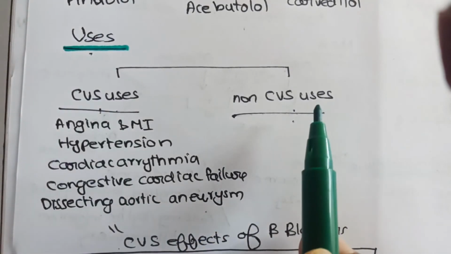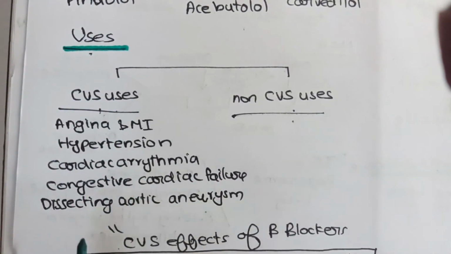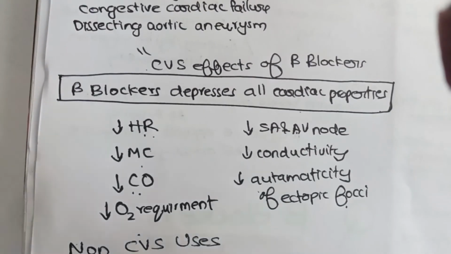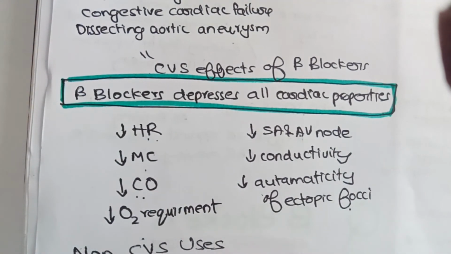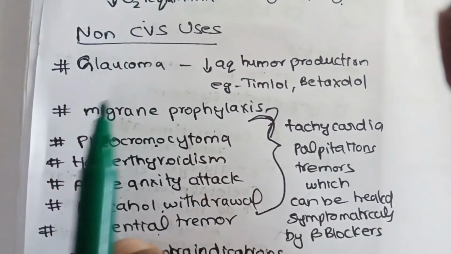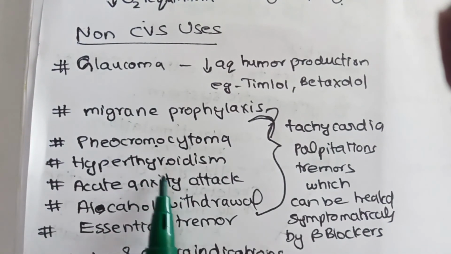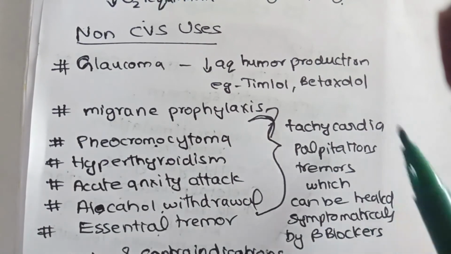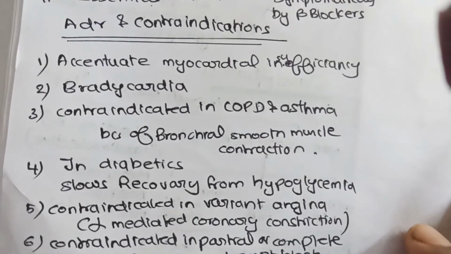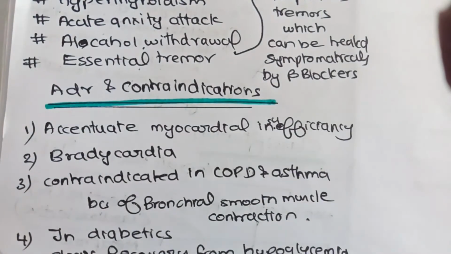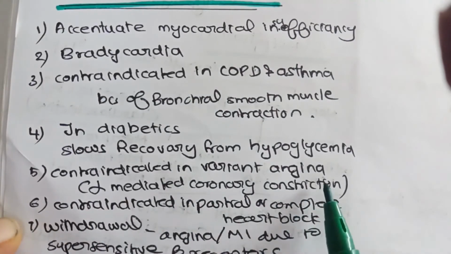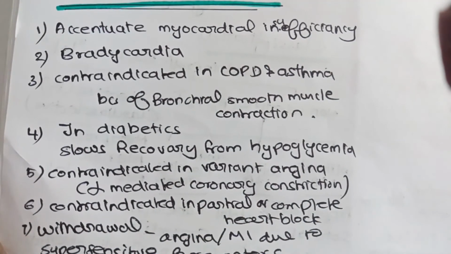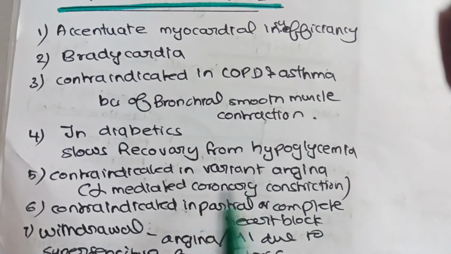And then about the uses, we divided it as serious and non-serious cases. And we know it is widely used in serious cases because it depresses all cardiac properties. And then the non-serious uses like glaucoma, migraine prophylaxis, and all that include symptoms of palpitation, tremors, and so on. And then the contraindications, as in case of myocardial insufficiency and in COPD, asthma, in diabetics, heart blocks, and then the withdrawal which is seen in beta blockers.